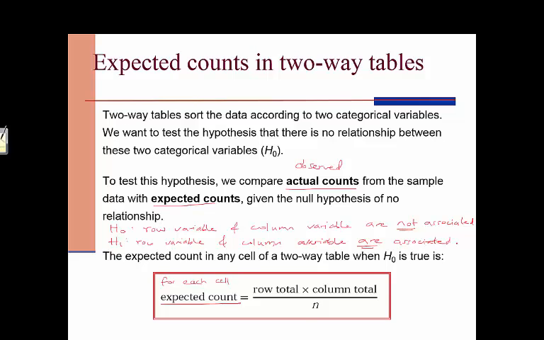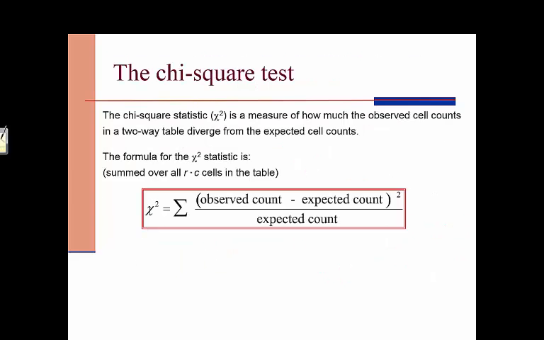We're going to compute an expected count for each cell, and that's going to be the row total multiplied by the column total divided by sample size, which is the total. That's what I like to call it. It's easier to remember. The total of all the totals. Okay? And then we can find the difference between what you observed and what you expected, square it, divide it by what you expected, and sum it up over all the cells.